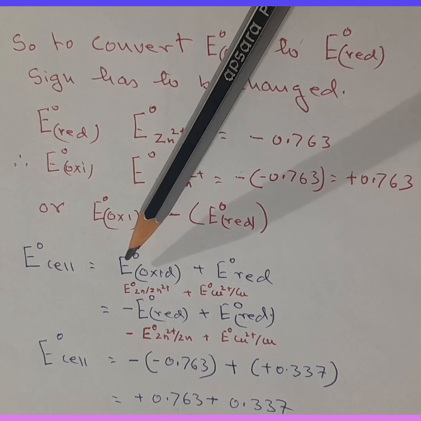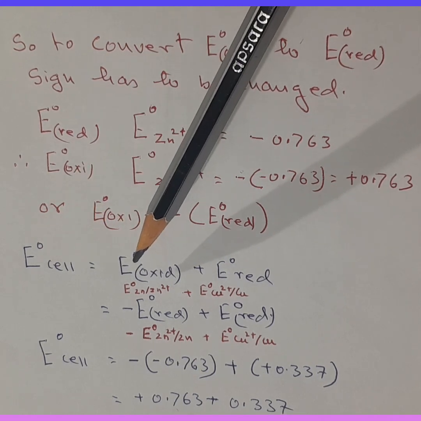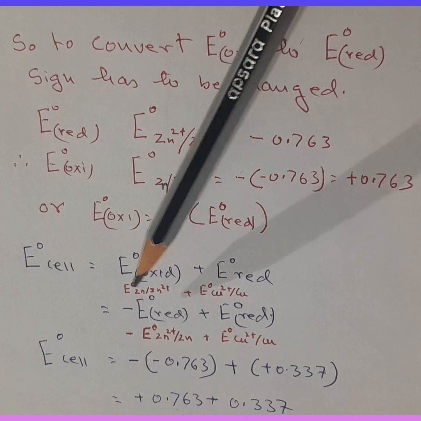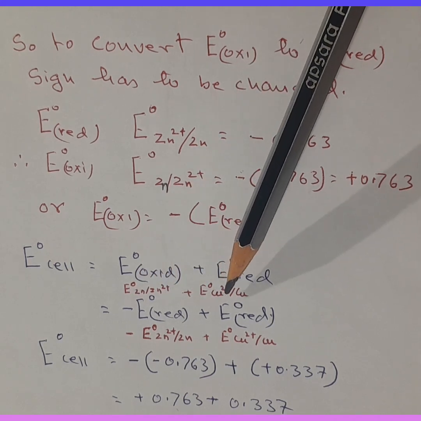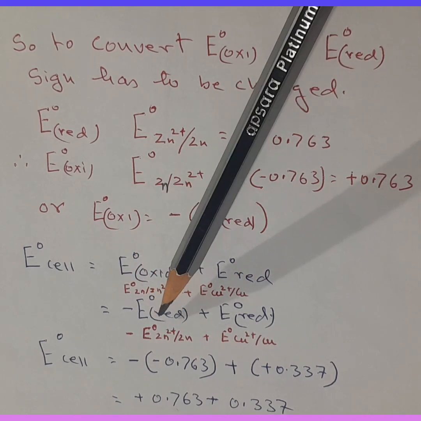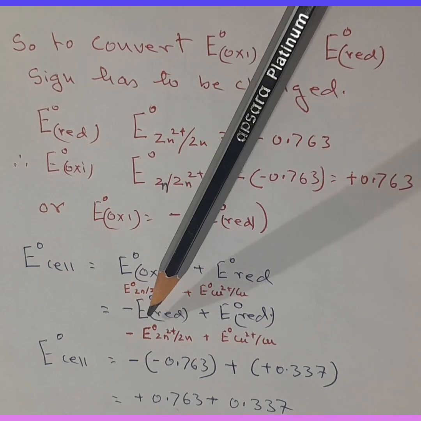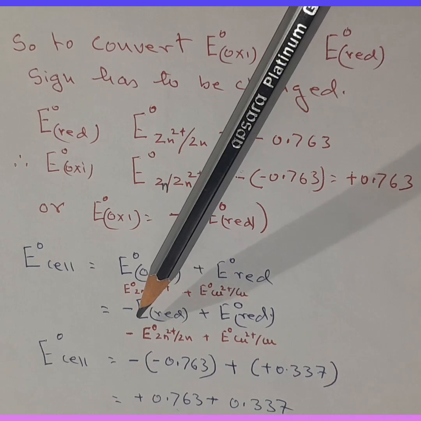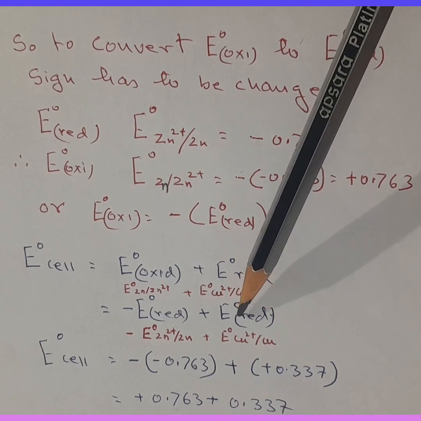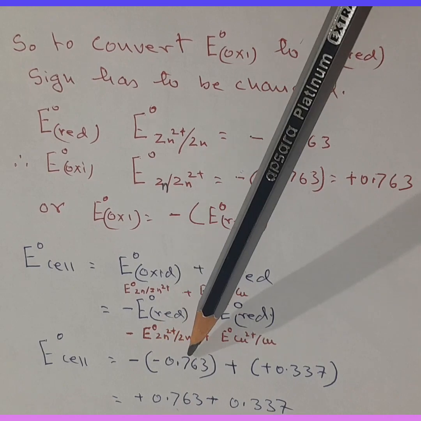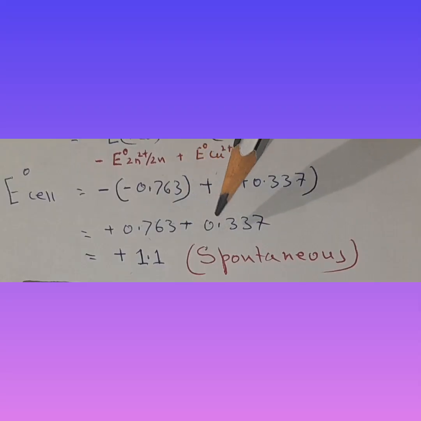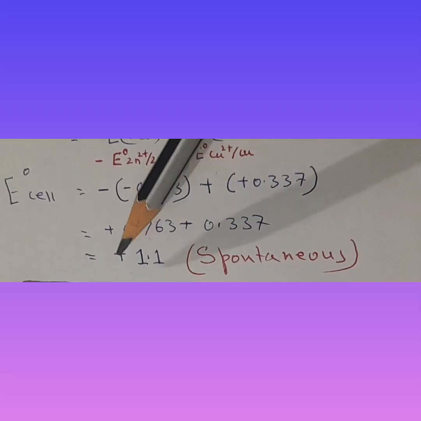Daniel cell EMF. So E0 cell, we already saw, is standard oxidation potential plus standard reduction potential. Oxidation potential is Zn to Zn2+, reduction potential is Cu2+ to Cu. Alright. So what do we do? Now we put in reduction potential, but we change its sign, so it becomes oxidation potential. And this is the same. Whatever value we have in the table, we can directly substitute over here. So this is the value that we got, which I had already explained to you here. So now this becomes plus 0.763 plus 0.337, which gives you plus 1.11 volts.